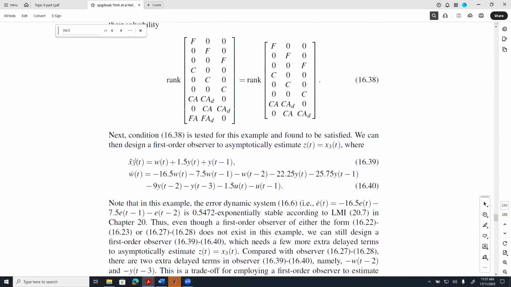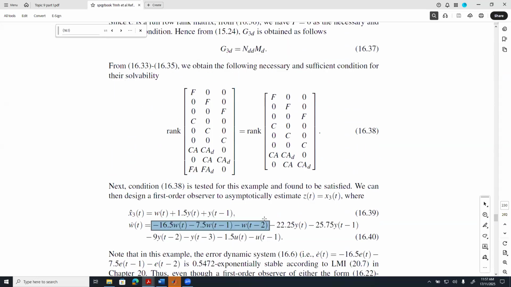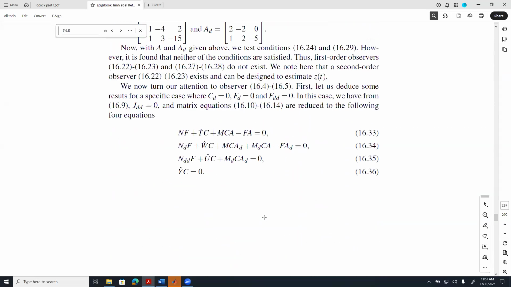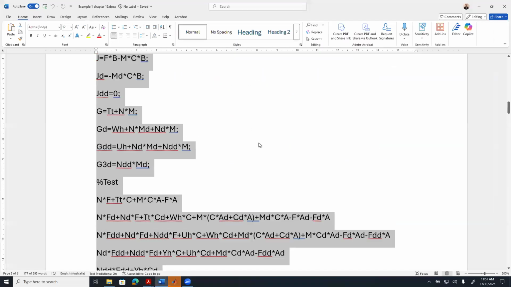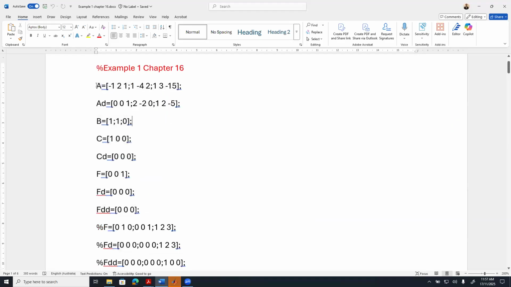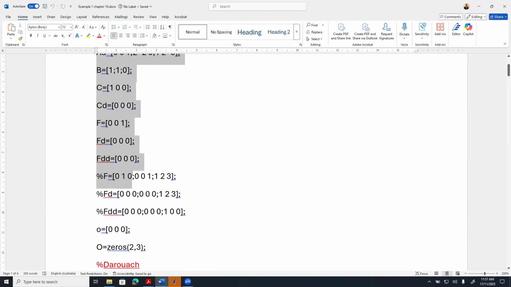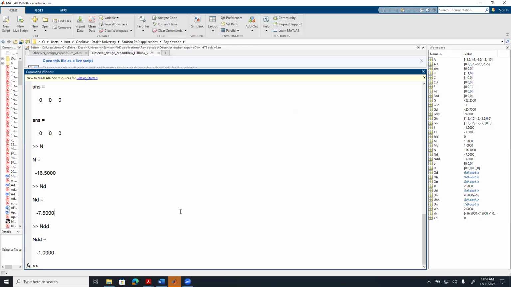We obtain a time delay system, which is basically a stable time delay system. We can also show the coding in here. And in this particular example, we got matrices I, ID, and all of that. And then when we test reference 2 in there, we find that the condition is not satisfied.